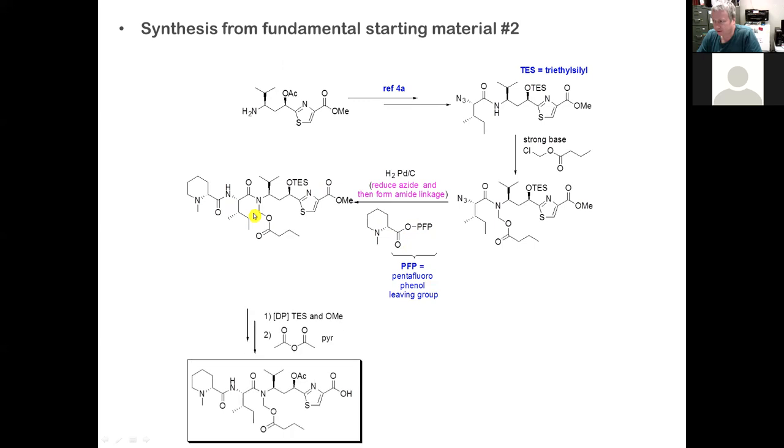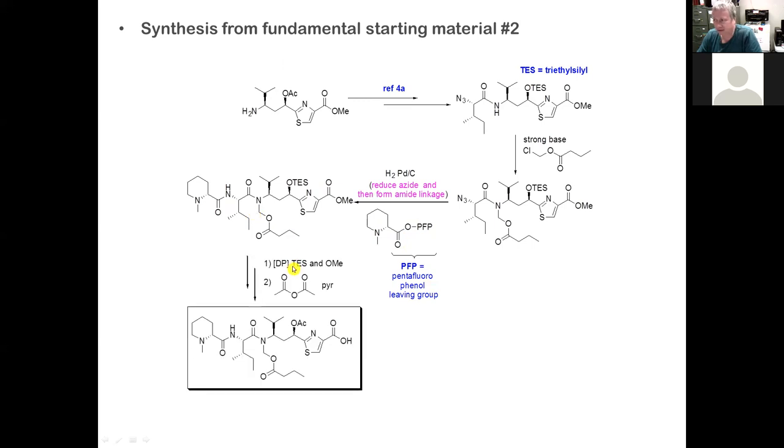And then anything else? Oh yeah, so then they take off the TES group, and they take off the methyl group with ester hydrolysis, like lithium hydroxide. TES is silicon, so you use fluoride, F minus attacks silicon. And then that essentially gave them the alcohol. And then they do alcohol plus acetic anhydride, which is an acetylating agent. And then they got the acetate.